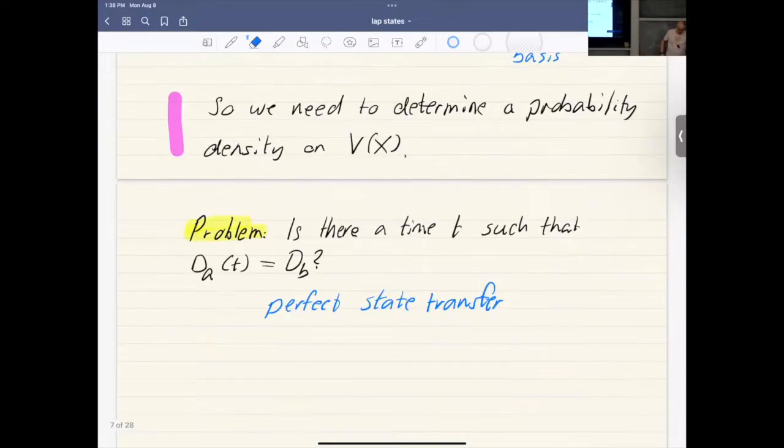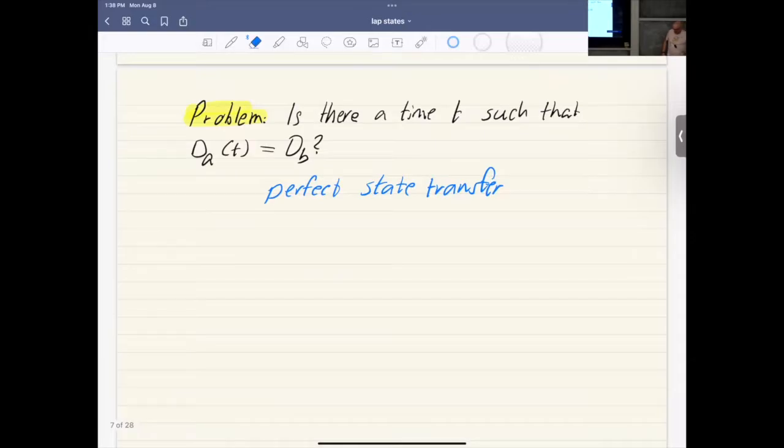Now, there are a number of questions you can ask. You can do things about mixing. You can do things about quantum search. I'm going to focus on one of the older, simplest questions. The question is: is there a time t? If you start at vertex A, is there a time t at which the state is actually D sub B? At this point, your fancy device now functions like a perfect dice, except it always gives you the same answer.